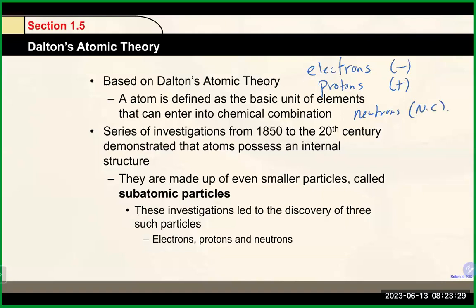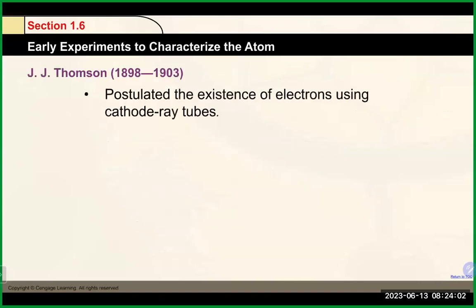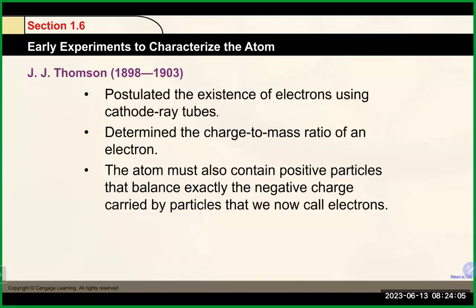There were several experiments done along the way to understand these different types of subatomic particles, and we're going to talk about some of them here. You do need to know some of them, so we'll point them out as we go and what came out of them. They helped us understand each of these particles and where we find them in the atom itself. The first investigations involved the electrons.